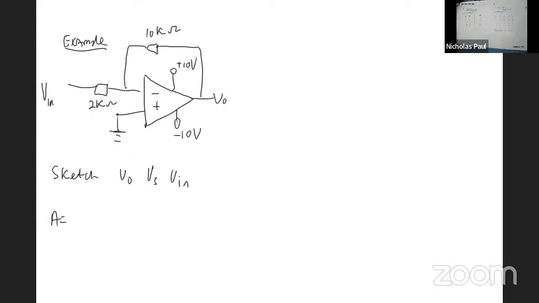Negative R. So that's negative 10 on 2. So the gain is 5. Of course, it'll be much bigger than that, right? But the gain is 5. Nice. So we have the gain.